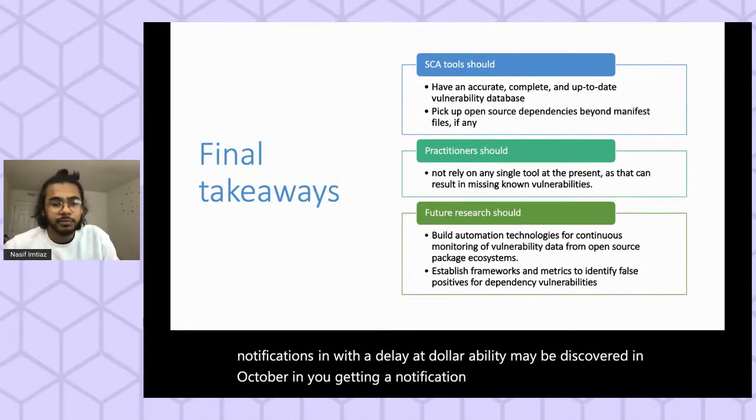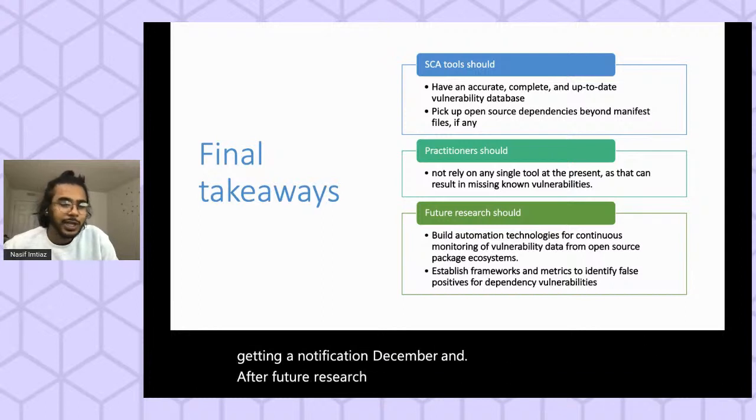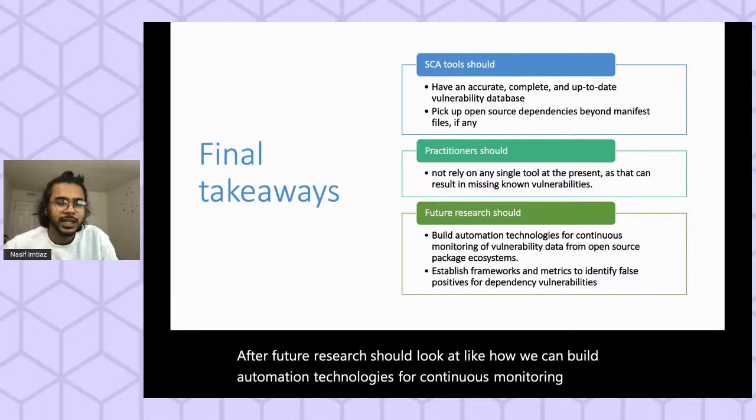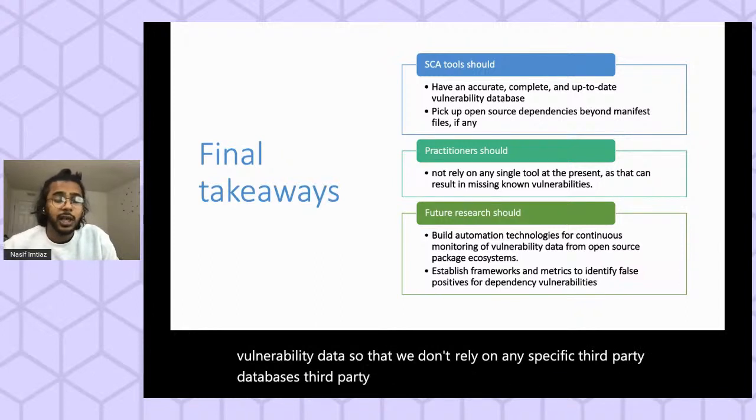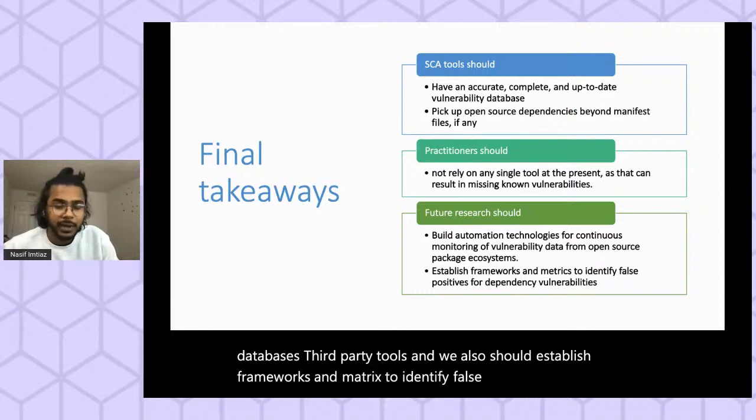Future research should look at how we can build automation technologies for continuous monitoring of such vulnerability data, so that we don't rely on any specific third-party databases or third-party tools. And we also should establish frameworks and metrics to identify false positives, and assess risk for dependency vulnerabilities.